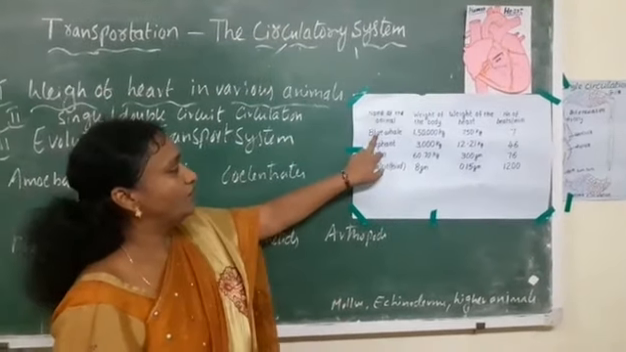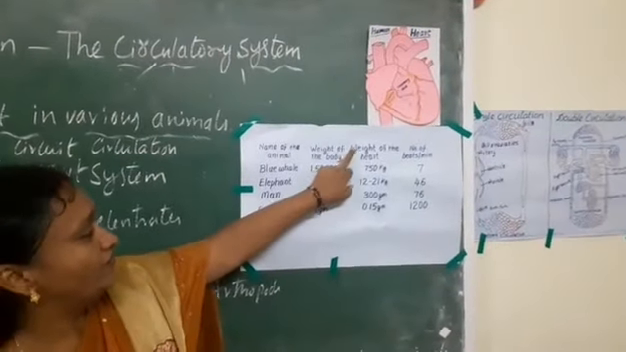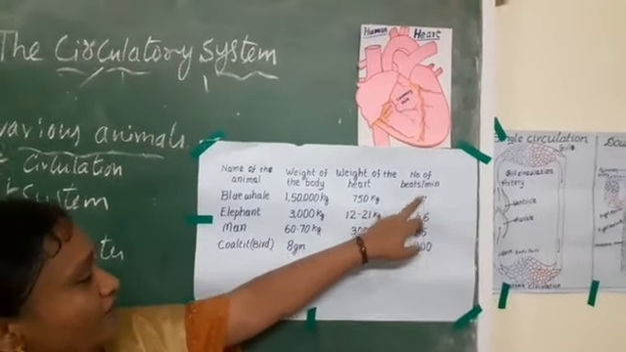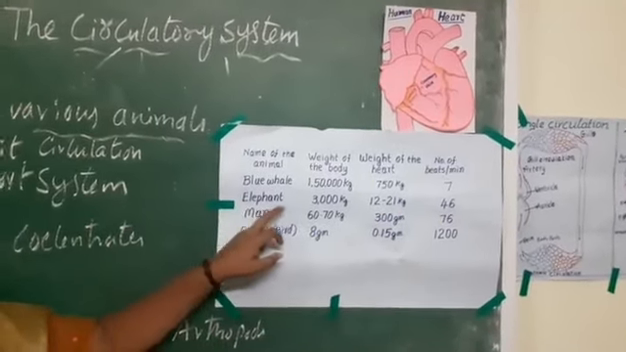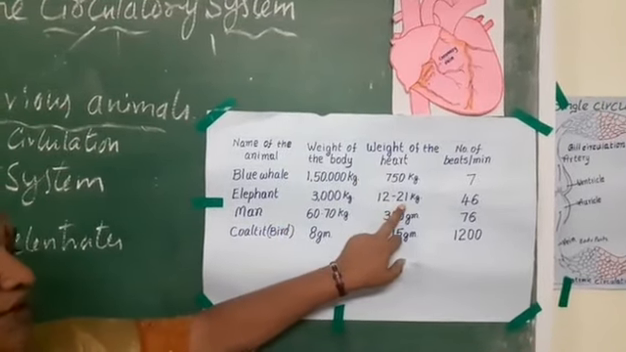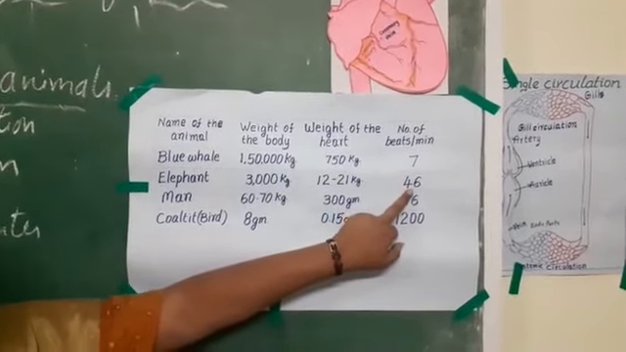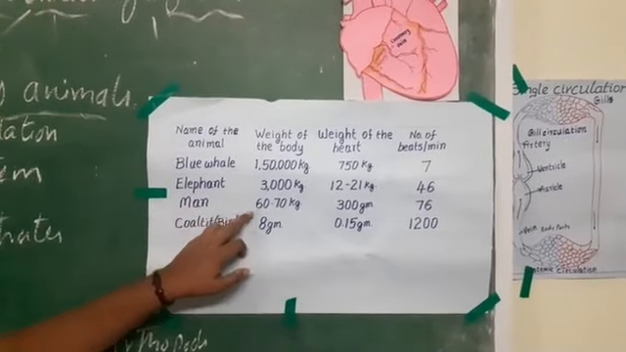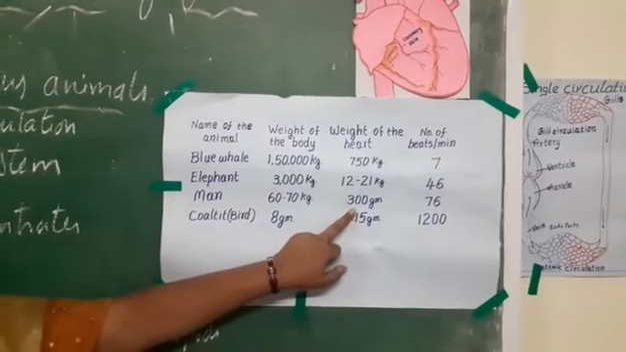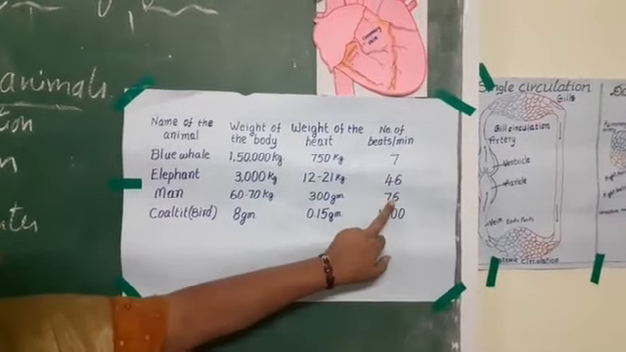In the blue whale, the weight of the body is 1,50,000 kgs, and 2% of the body weight is 750 kgs, and it beats only 7 times per minute. The elephant weighs nearly 3,000 kgs, the weight of the heart is 12 to 21 kgs, and the heart beats only 46 times per minute. For a man between 60 to 70 kgs, the weight of the heart is 300 grams, and it beats between 70 to 80 times, nearly 76 times per minute.